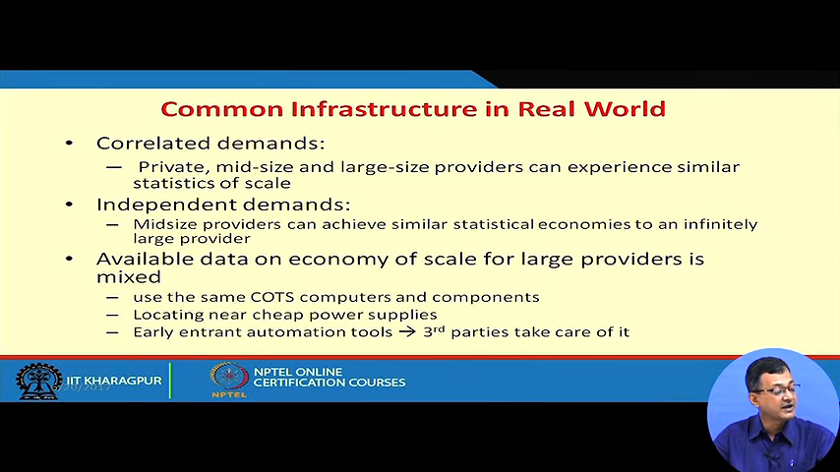With independent demand, a mid-size provider can achieve similar statistical economy to an infinitely large provider, right. Available data on economy of scale for large providers is mixed, right, because of use of the same COTS, that is commercial off-the-shelf systems and components, and locating near cheap power supplies. That is one thing. As power supply is a major thing for data centers, they want to build the data center where the power supply is much cheaper and nearby. Also, early entrant automation tools, which third parties take care of.